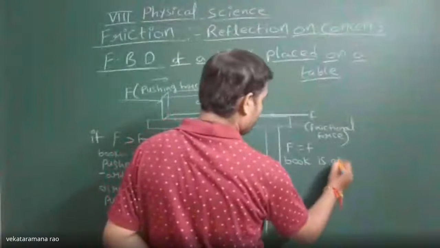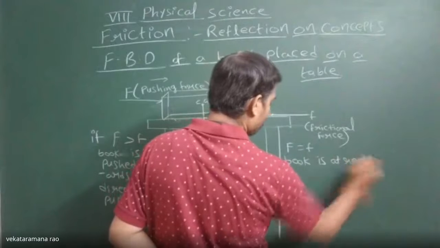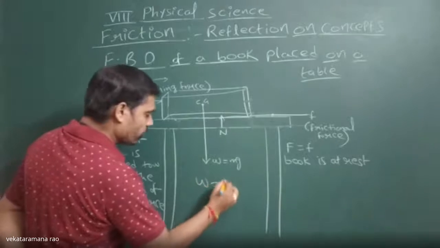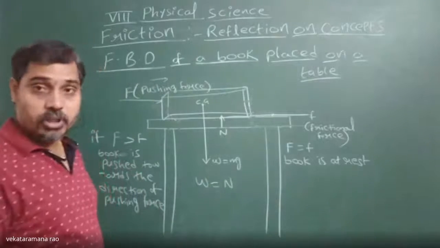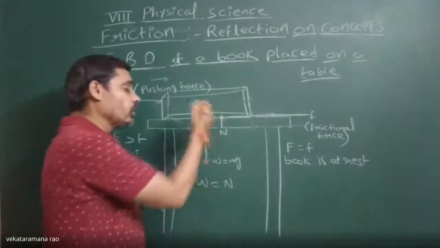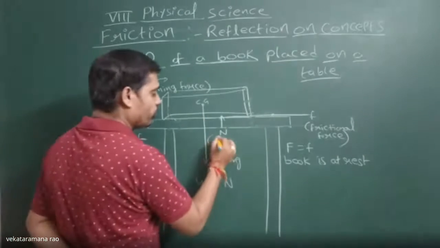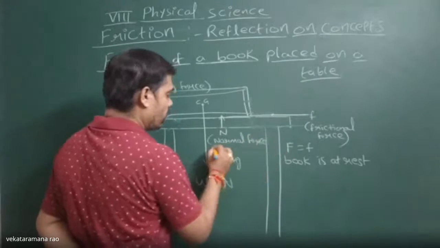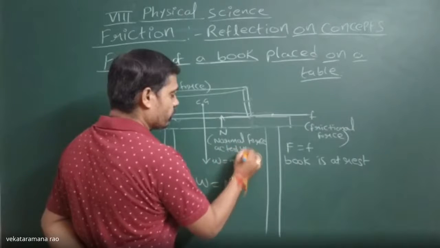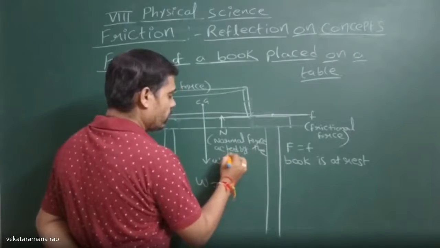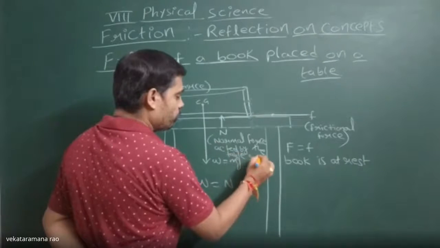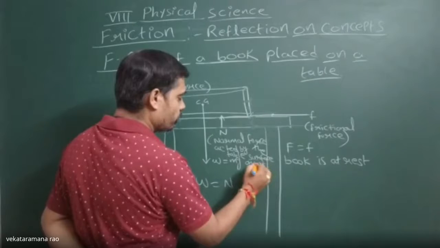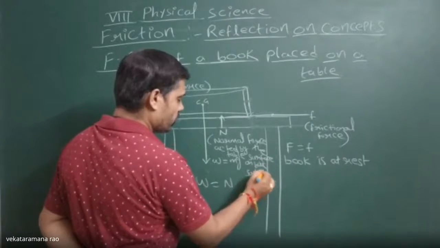The book is at rest. Obviously, this W will be equal to N. The weight of the object will be equal to what we call the normal force. What is this? The normal force is the force exerted by the table surface on the book. This is known as the normal force.